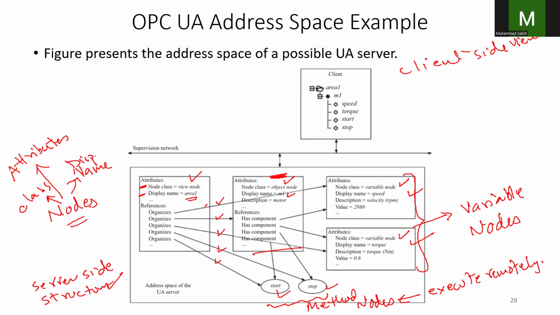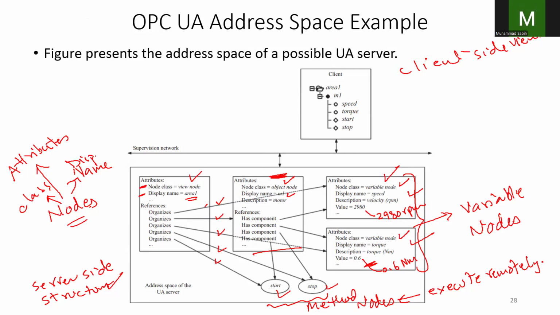So for example, the speed node. Speed is a variable node with the value. This is the value, or it is 2980 RPM. And this torque node, the value is, let's say, 0.6 Newton meter. And these nodes are also labeled with a description, so the clients know what they are interacting with.